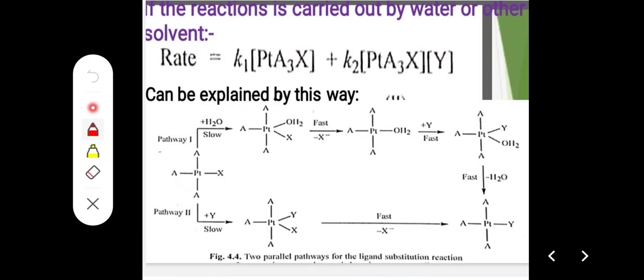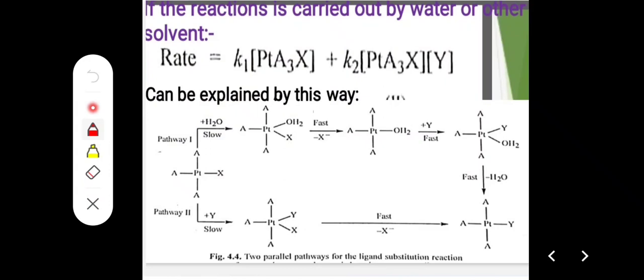The reaction can be carried out by the water or solvent pathway, or by the nucleophile pathway. In the nucleophile pathway, it depends upon both the concentration of the nucleophile and the concentration of the initial complex. In the solvent pathway, the solvent must be in excess, so it does not depend on solvent concentration, and only depends on the initial complex concentration.